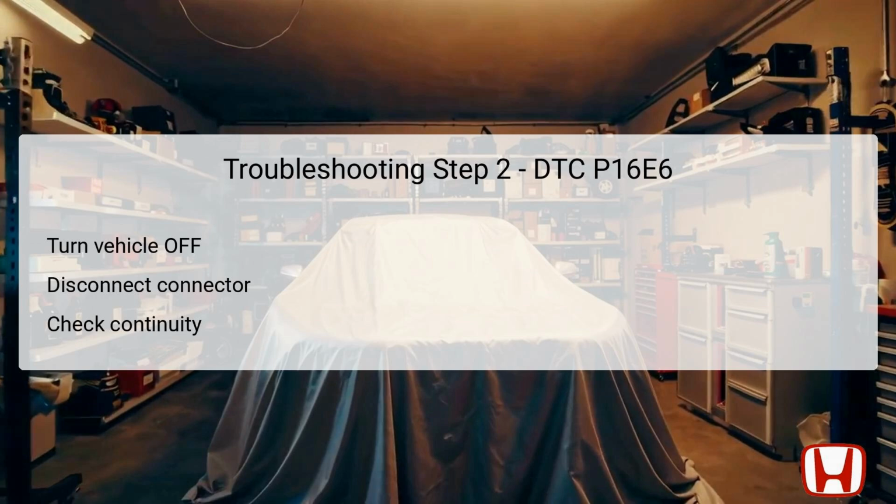In the second step, turn the vehicle to the off-lock mode to ensure a safe working environment. Once the vehicle is completely powered down, disconnect the transmission range switch 10P connector. This connector houses essential wiring for the transmission range switch, and testing will yield insights into any potential failures.